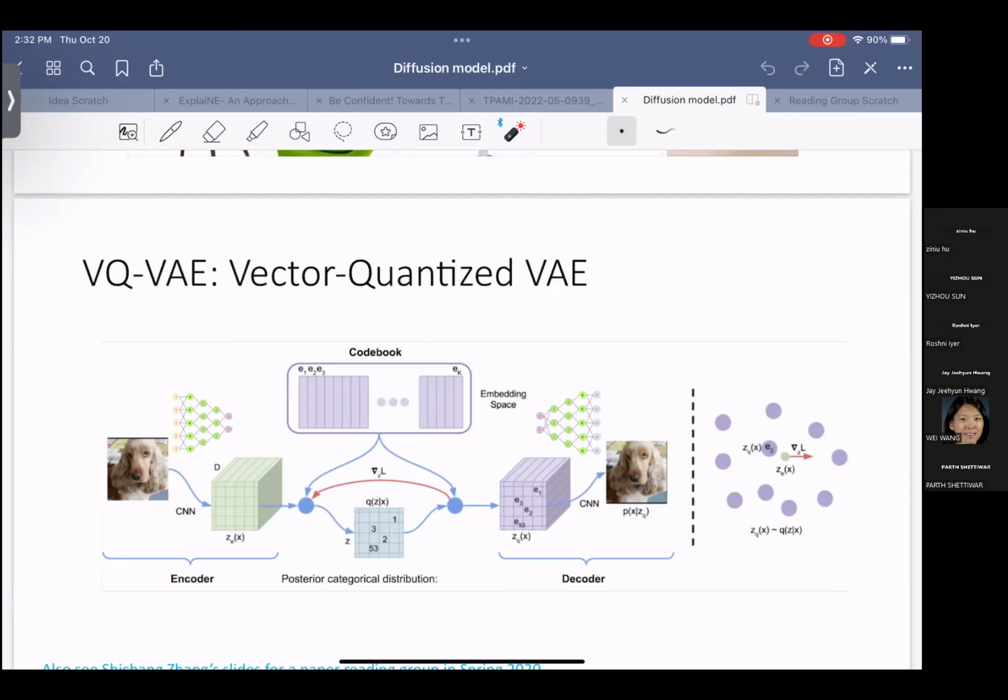So the codebook is learned, right? Yeah, this part is a free parameter, but k is fixed. k is a hyperparameter. Yeah, it's fixed. Okay.